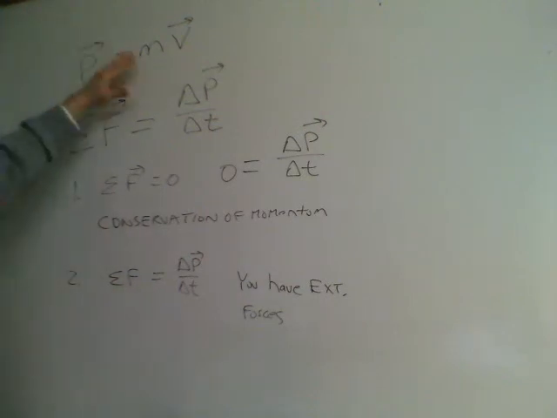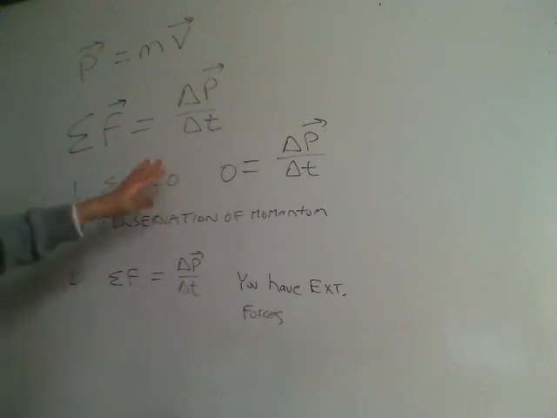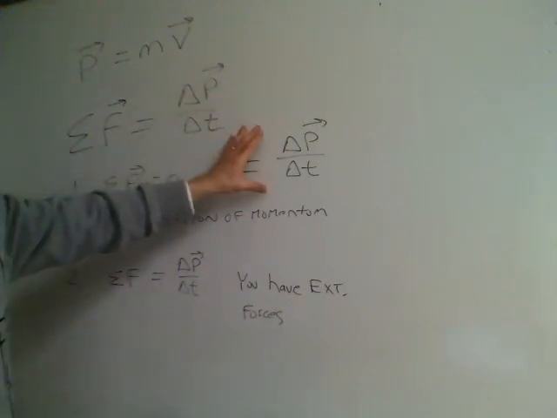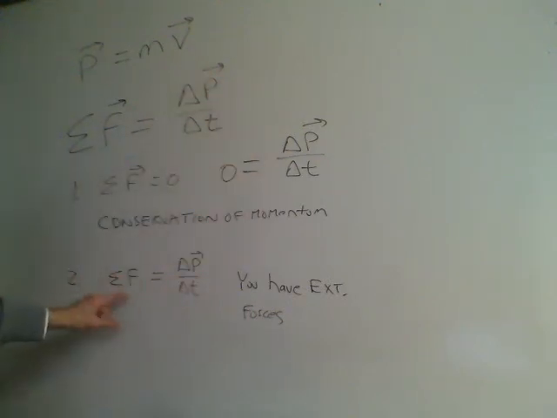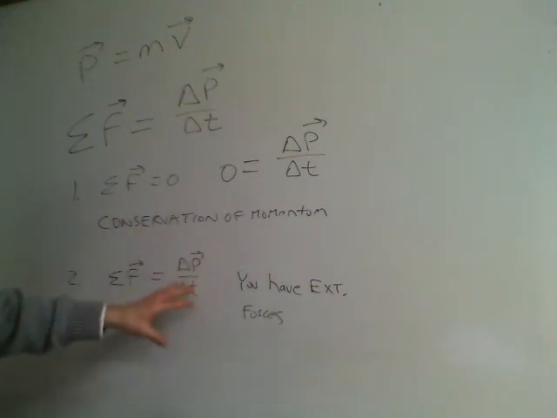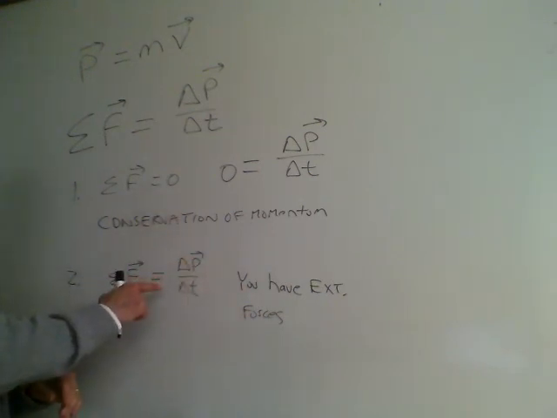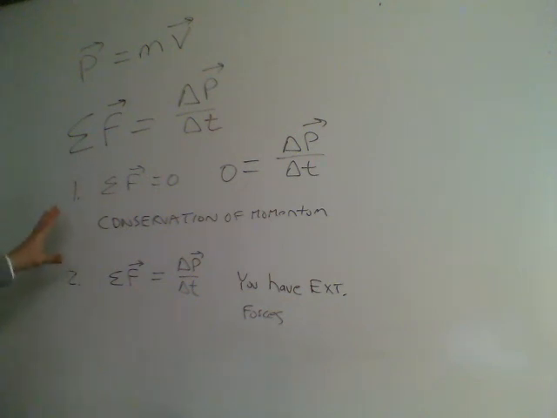So momentum is mass times velocity. It's a vector quantity. We can look at it from Newton's second law, saying the sum of the forces is the rate of change of the momentum. Then we have two conditions. One, if the sum of the forces is 0, then momentum is conserved. Two, if we sum up our forces and they are not 0, we don't conserve momentum. We have external forces and our momentum is changing in time. We'll explore these two cases in more detail.